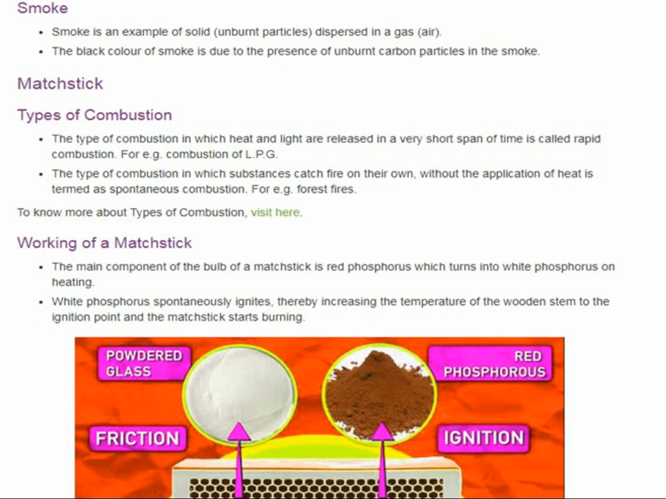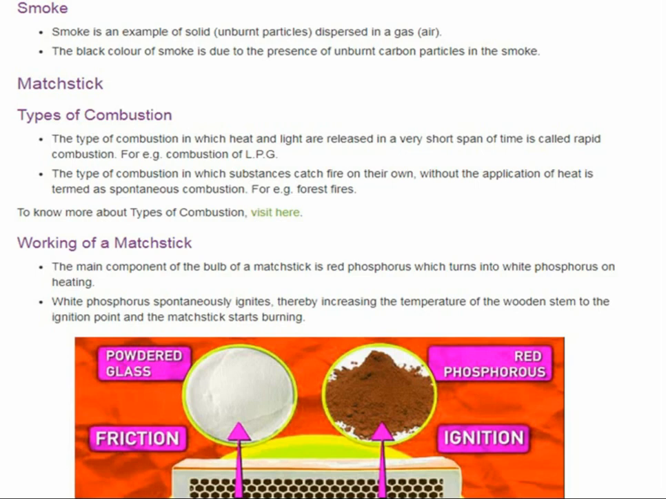The main component of the head of a matchstick is red phosphorus, which turns into white phosphorus when heated. So first I am going to tell you about the history of the matchstick. More than 5,000 years ago, small pieces of pine wood were dipped in sulfur and were used as a matchstick in ancient Egypt. But it was very harmful for them and it was also not easily available.